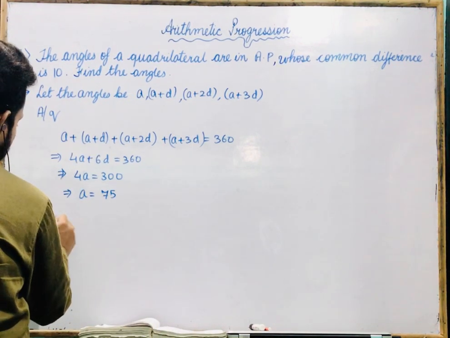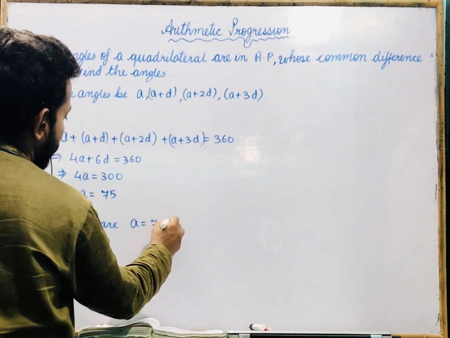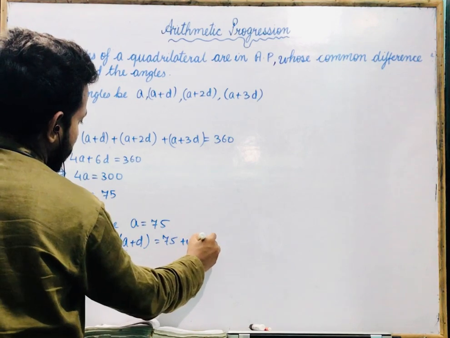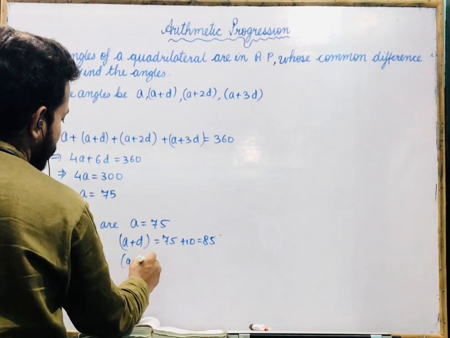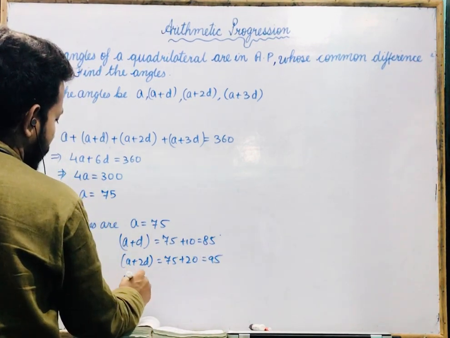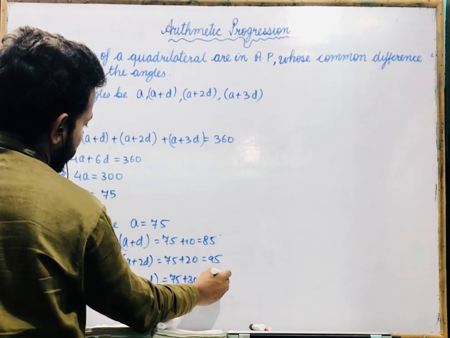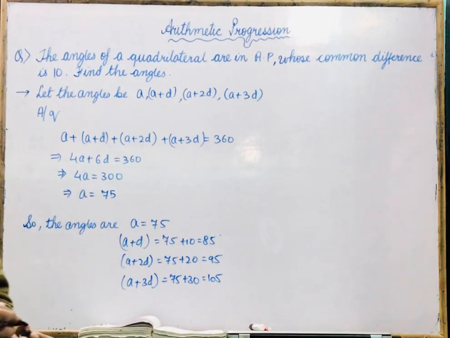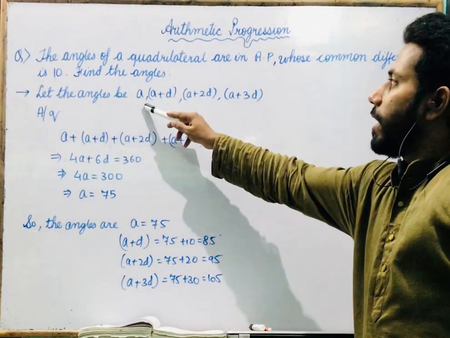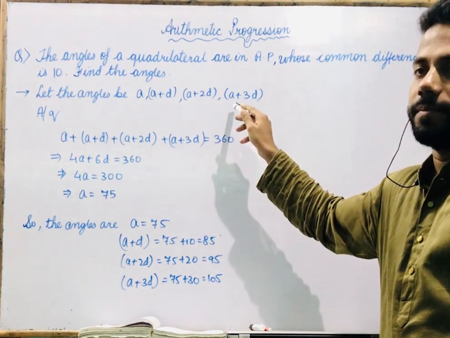So the angles are a equals 75, a plus d, 75 plus 10, that is 85, a plus 2d, that is 75 plus 20 equals 95, a plus 3d, that is 75 plus 30, that is 105. Is this clear to everyone? Have you understood this? Why have we considered this one?